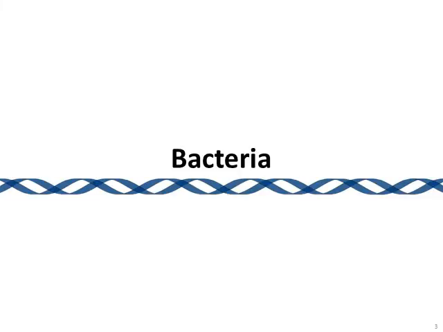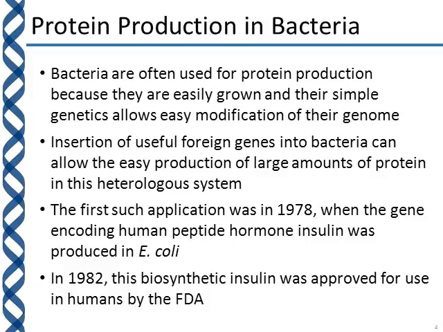First, we'll start with bacteria. Bacteria are often used for protein production because they are easily grown and their simple genetics allow easy modification of their genome. Insertion of useful foreign genes into bacteria can allow the easy production of large amounts of protein in its heterologous system.